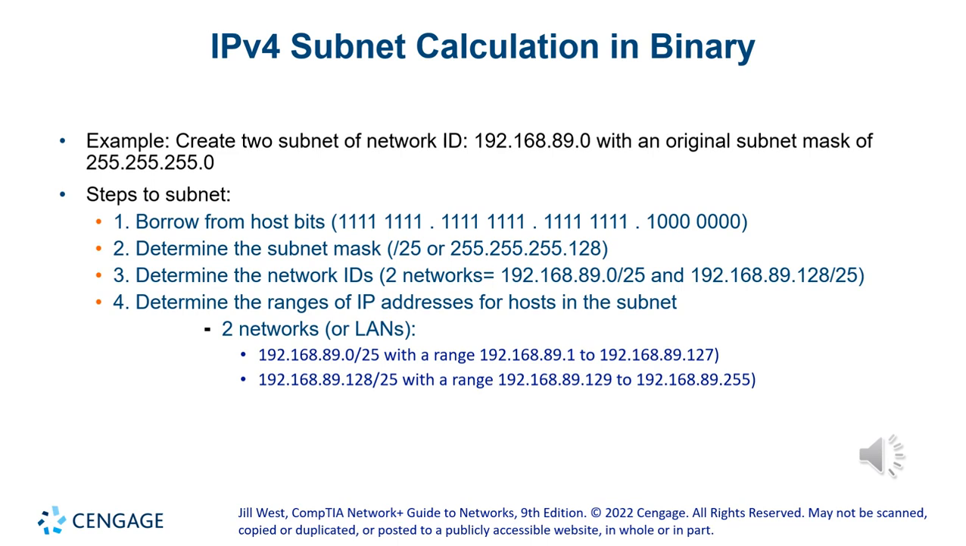Because now I broke that into half. So I got the 192.168.89.0/25, and my range is going to be 192.168.89.1. That's my first usable IP address, to 192.168.89.127. And remember, this 127 is the last one that I cannot allocate to any client. That's the broadcast IP address. So the next range is the 192.168.89.128/25 with a range that goes from .129 to .255.